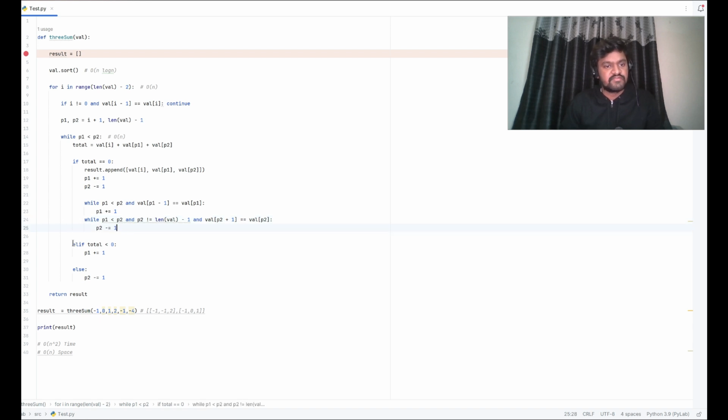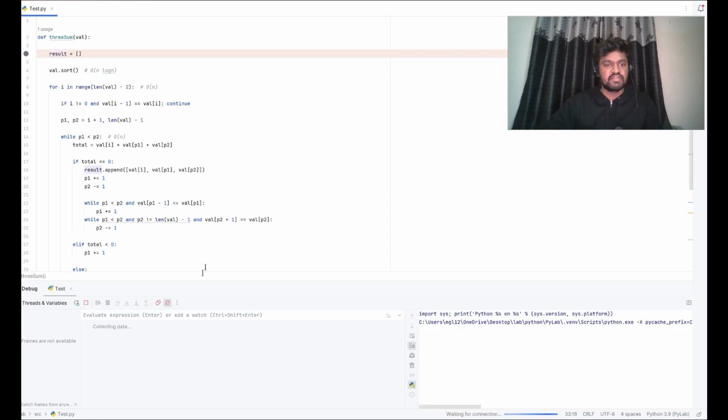And we have another condition block. Here we are checking whether the total is 0, and here we are checking whether the total is lesser than 0. If it is lesser than 0, then we increment p1 by 1 index, else we decrement p2 by 1 index. Finally, we can return the result. That's it. Now we will just debug it.